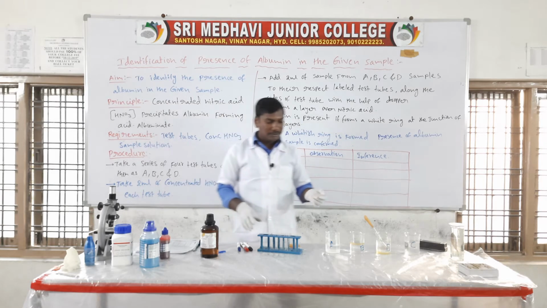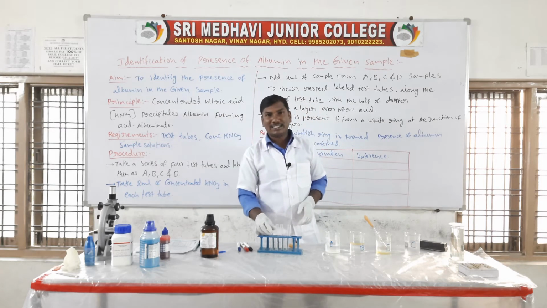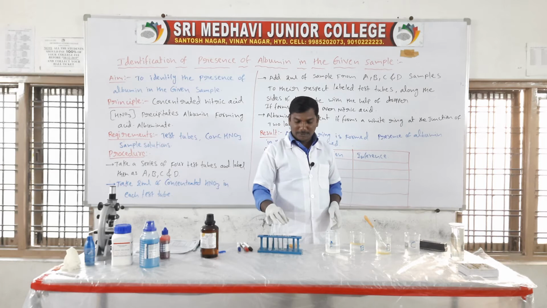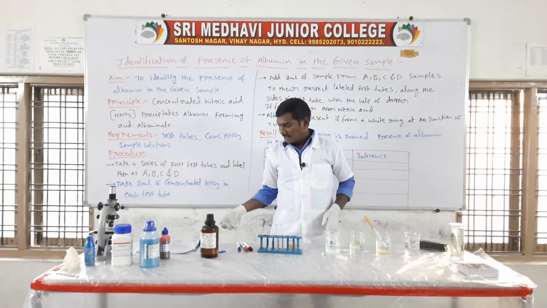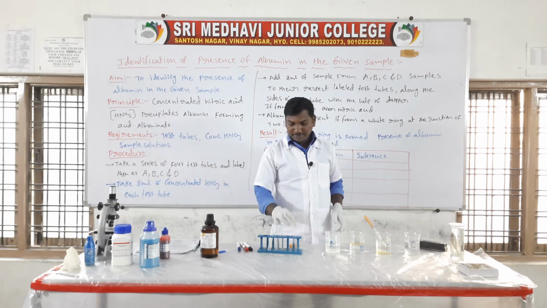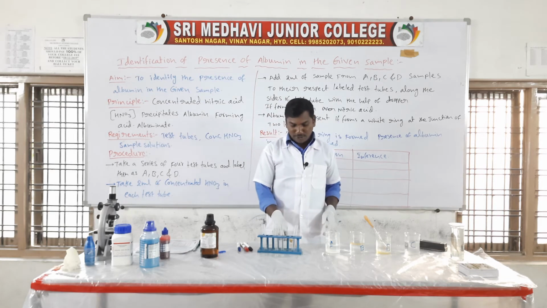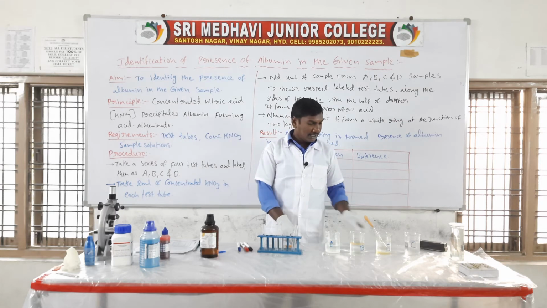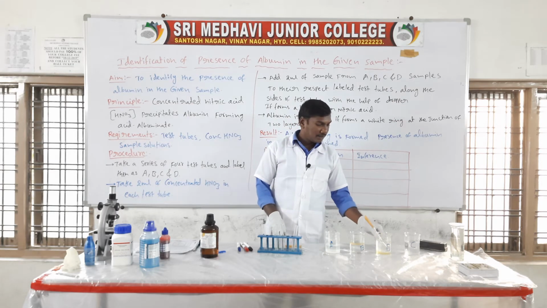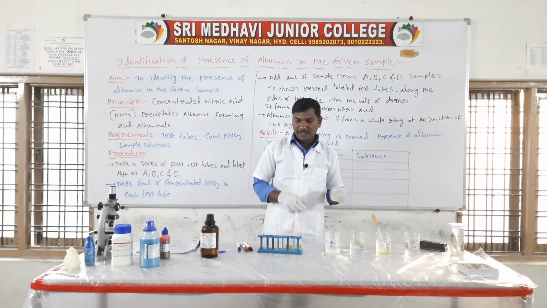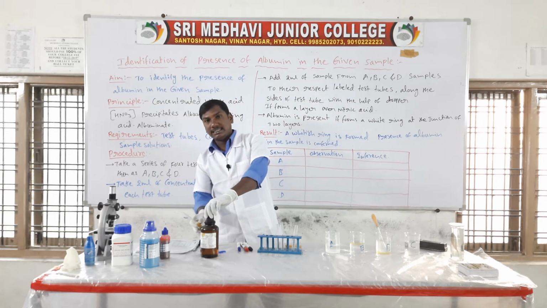Now the experiment. First, 4 test tubes A, B, C and D. Next, add 2 ml of concentrated HNO3.